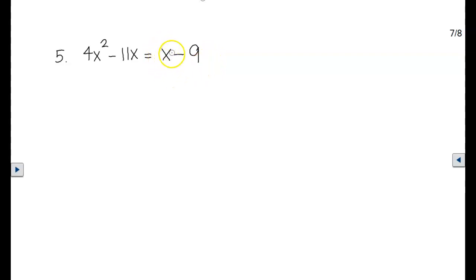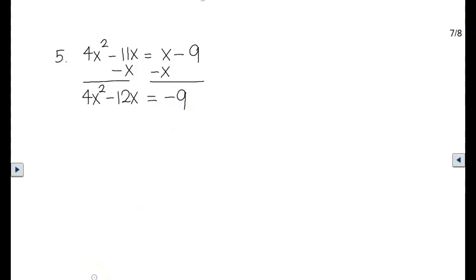So I'm going to start by canceling out this x. To cancel out that x, I could subtract 1x from both sides. Now I want you to notice where I'm putting that on this side. I'm putting it right below the minus 11x. Those are like terms, and I need to combine them. So this is going to make this 4x squared minus 12x is equal to a -9.